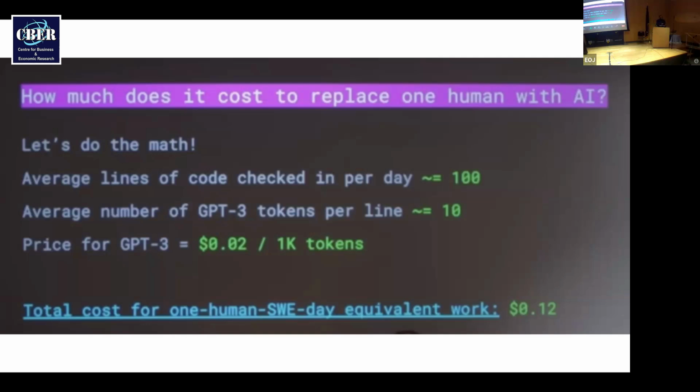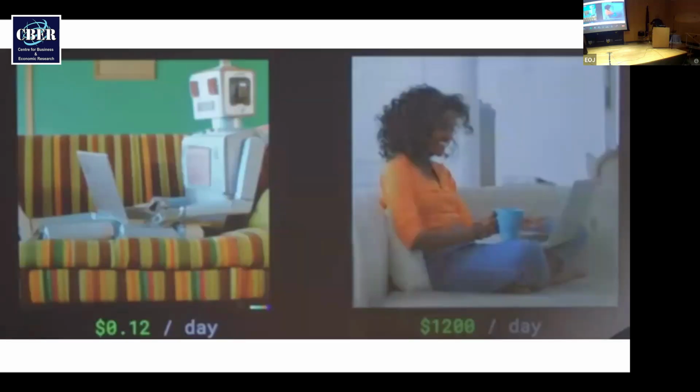The price for that is 2 cents. So altogether, the total cost for 1 day of software development work is 12 cents. And then it's magnified even larger when you look at 12 cents a day. If you broke down that $300,000 salary, it's $1,200 a day. And you wonder why there's so much disruption.